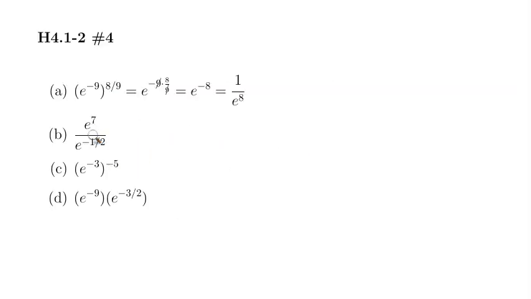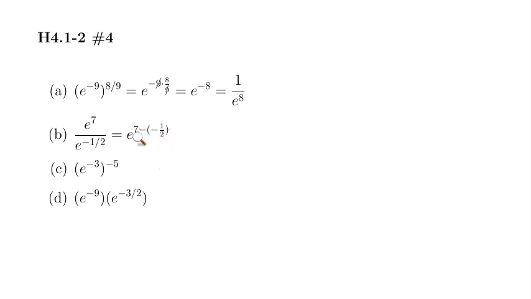We have division here, so with division we do subtraction between powers. So we're going to have e to the what power? We're going to do 7 minus negative 1/2. In this case, this is simply addition, so 7 plus 1 over 2.